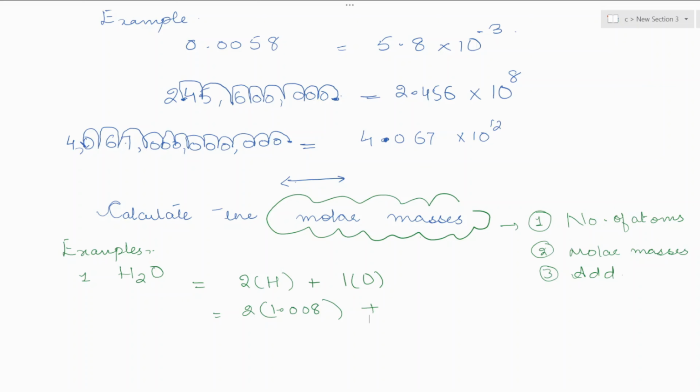Why do we use this value? Because hydrogen is the smallest atom, with the least mass, so we have to use decimal places. For hydrogen only. So 2 into 1.008 and 1 into 16. What is your answer? It would be 2.016 plus 16. Is it so?